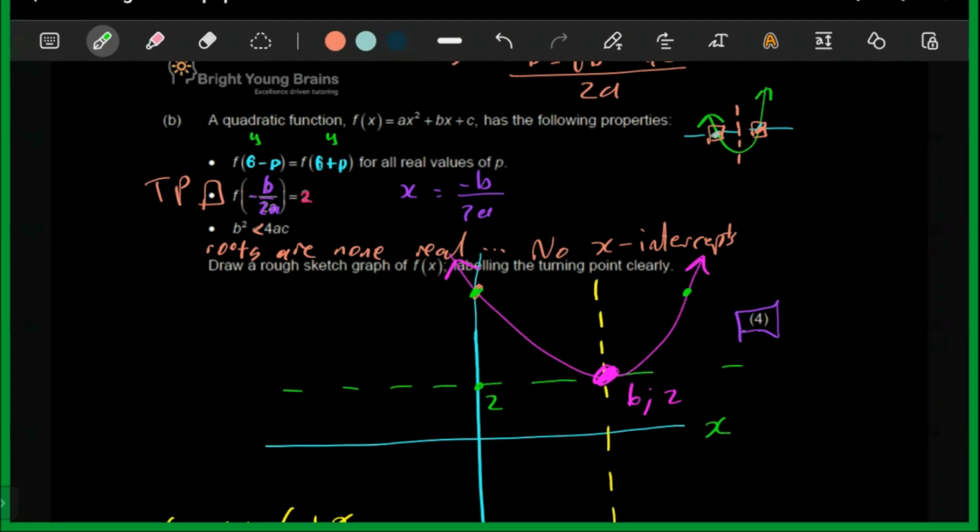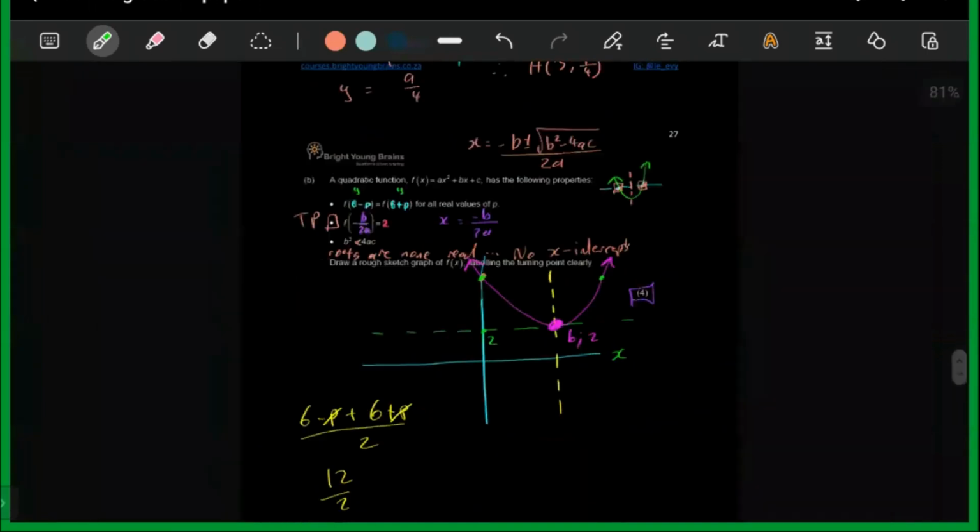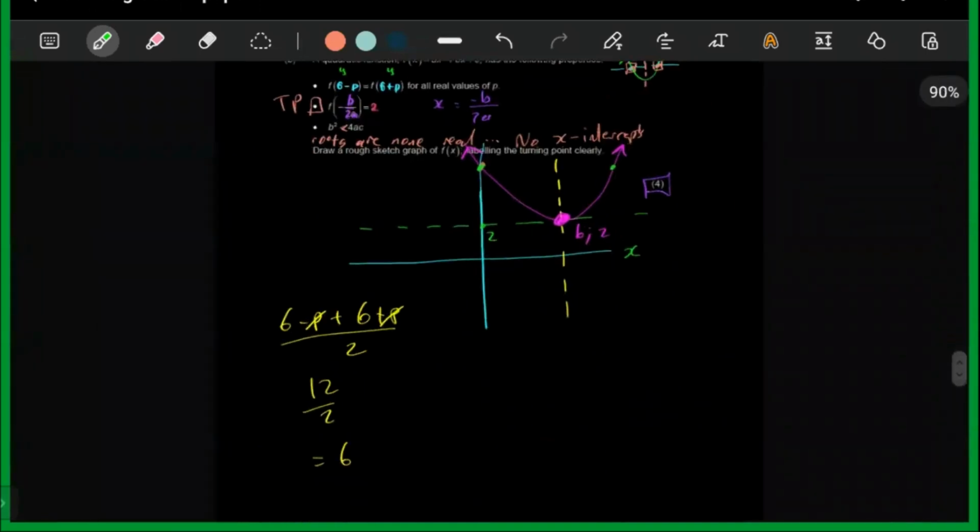This really should be good enough, because you only need the y value of the turning point, the x value of the turning point, the shape, and your y-intercept needs to be above the turning point. So those are where you're going to get your marks. If you do find a value for this, I guess that's just a bonus, but for now, it's really not necessary. So let's move on.